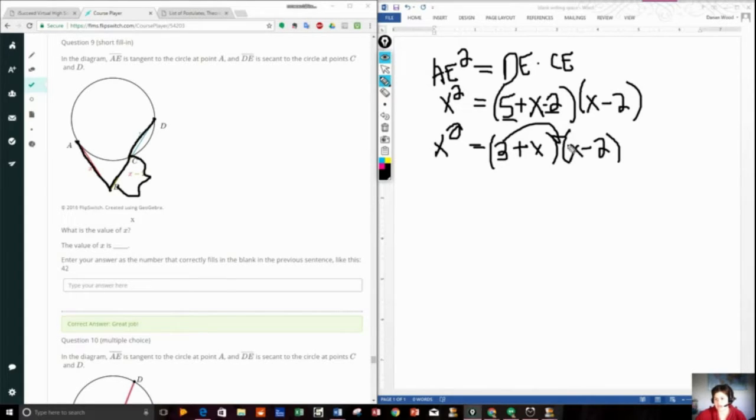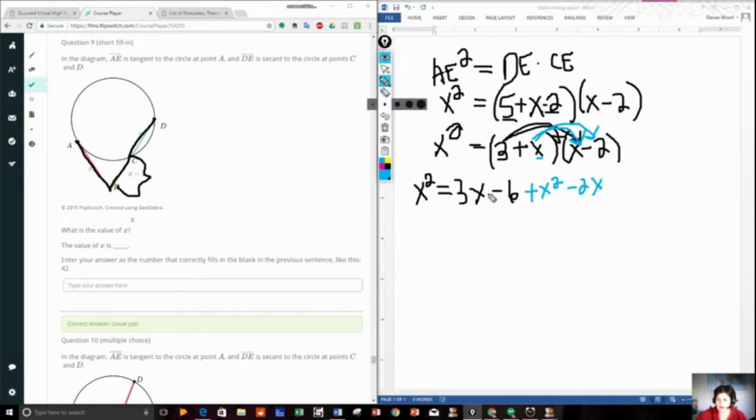So we have 3 times x. So first off, our left-hand side didn't change. That's going to equal 3 times x is 3x. 3 times negative 2 is going to be minus 6. And then we're going to do the same for our second term in the parentheses, the x. x times x is x squared. And x times negative 2 is negative 2x.